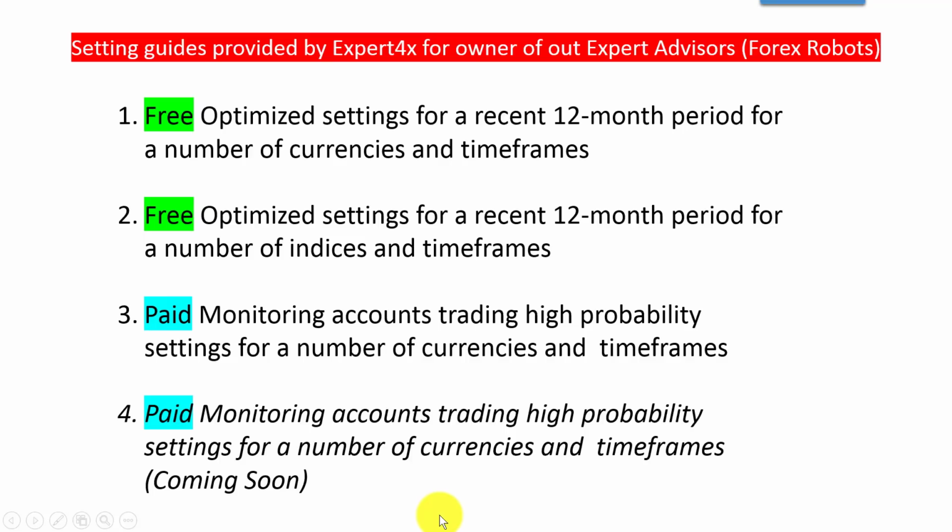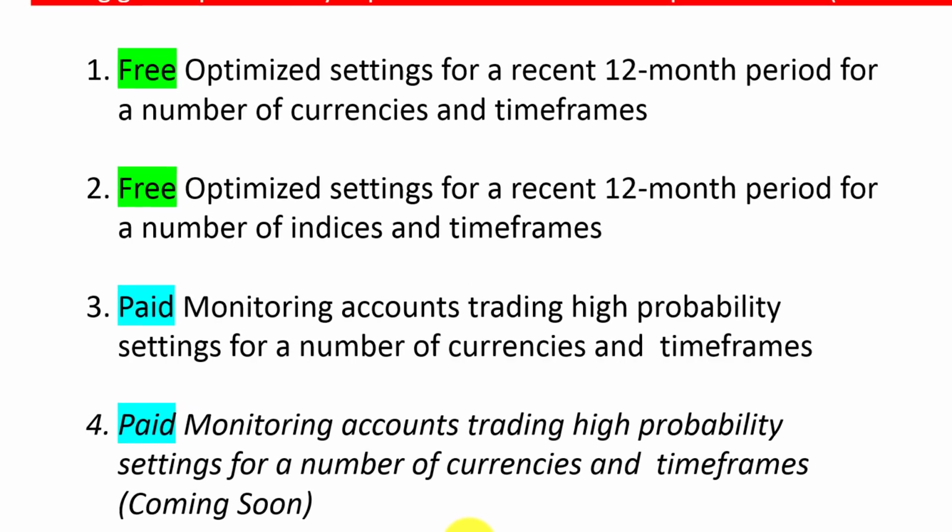Just to make you aware, we offer free optimized settings for a recent 12-month period for a number of currencies and time frames, and we do the same thing for a number of indices and time frames. And then we have a paid monitoring account service trading high probability settings for a number of currencies and time frames. We're not going to be looking at that particular service in this video, but I will make a separate one for that service. And then we're going to be adding a monitoring account service for indices.